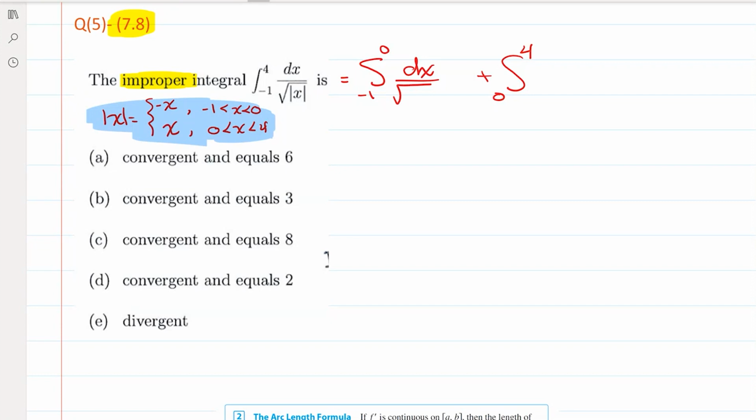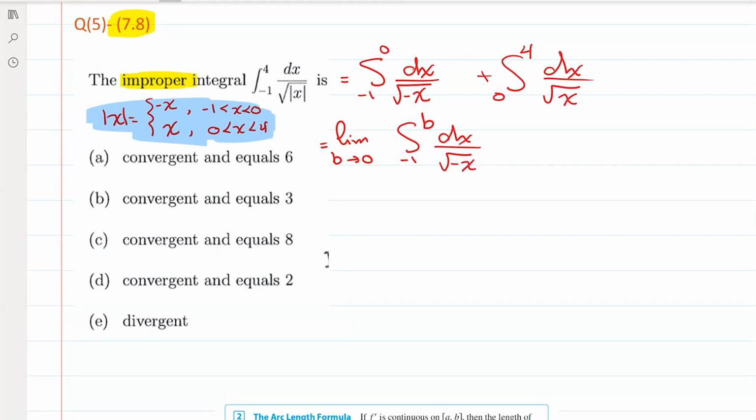Okay. So when I split, the question will be like this. Here you will have minus x, and here you will have dx over root of x. Is that clear? Now, as an improper integral, you take the limit as b goes to 0 for this one, from -1 to b of dx over root of minus x.